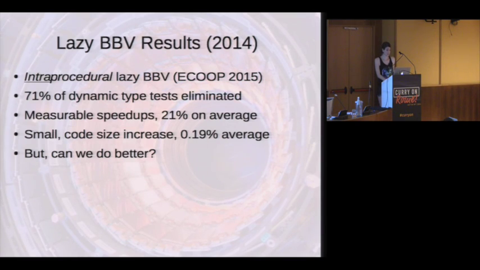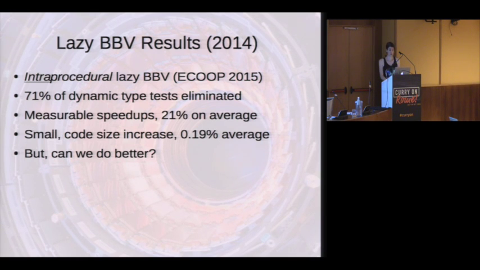So the results that we got from this technique were presented last year at ECOOP 2015. We were able to eliminate 71% of dynamic type checks across our benchmarks. We had measurable speedups of about 21% on average, and a small average code size increase of 0.19%. The reason why the code size increase is so small is because laziness really helps us avoid generating unneeded code, and also because specialized, optimized code tends to be a little smaller. So the smaller optimized code makes up for the number of extra versions that we generate, in a sense.